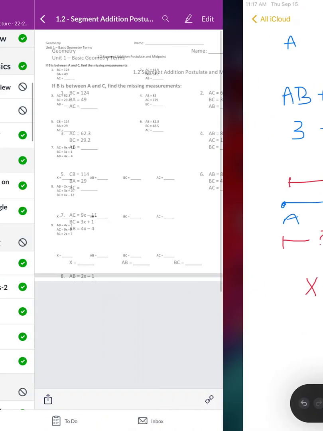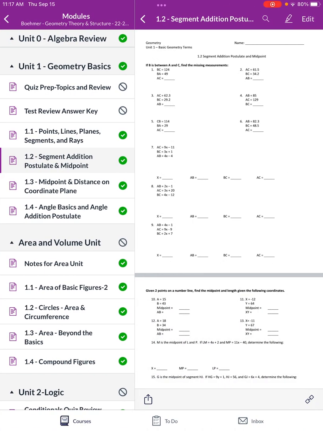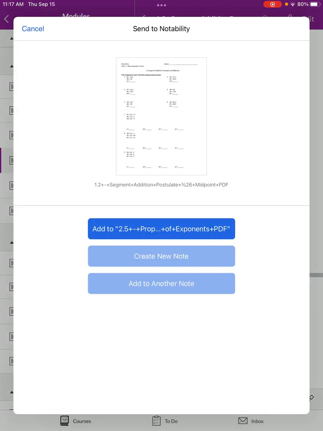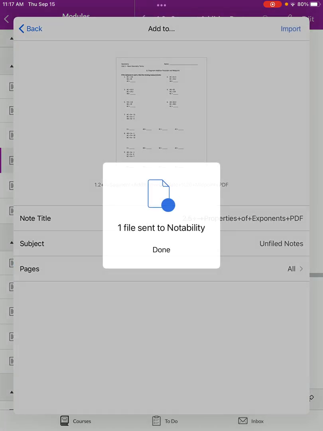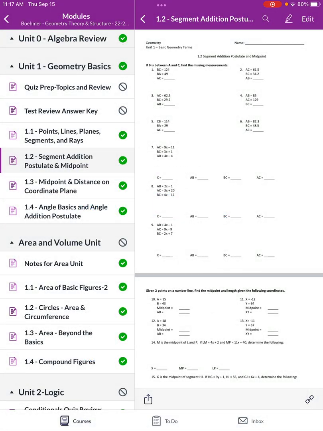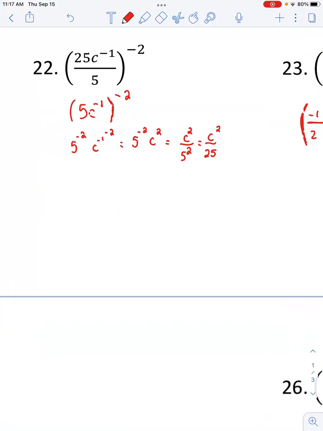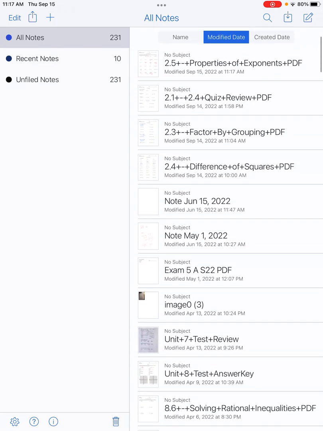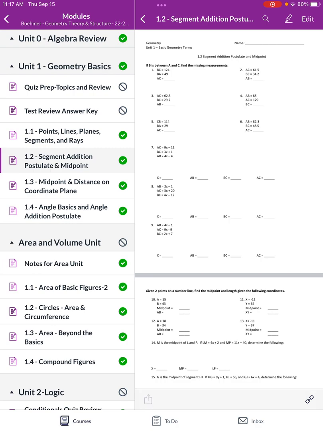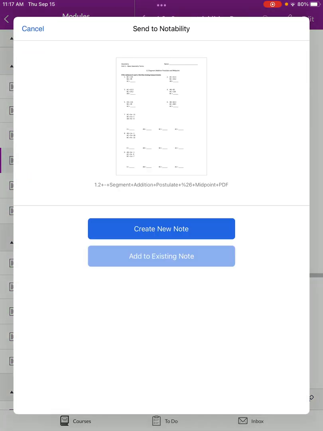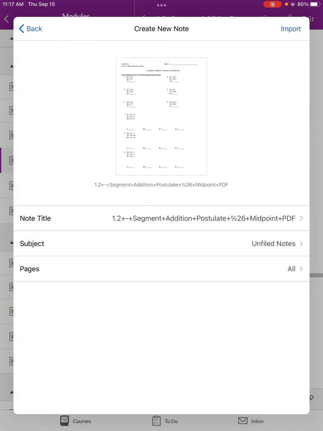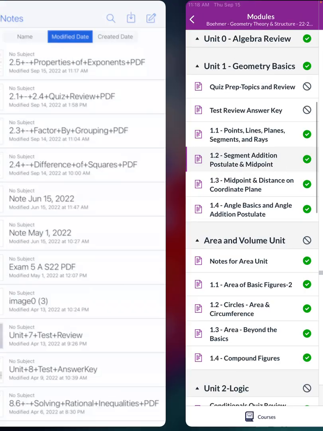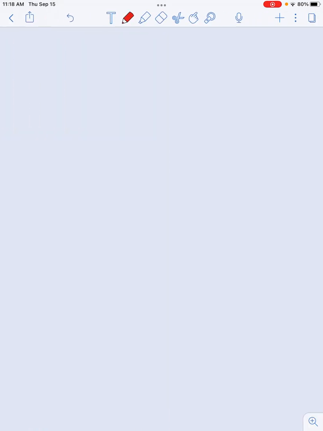So let me find the worksheet for you and get it into my Notability. That didn't work. There we go.